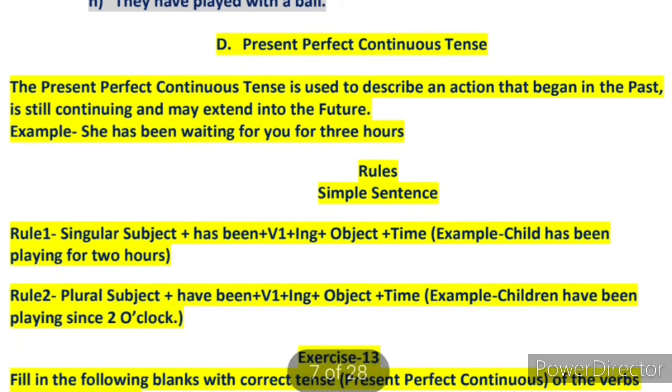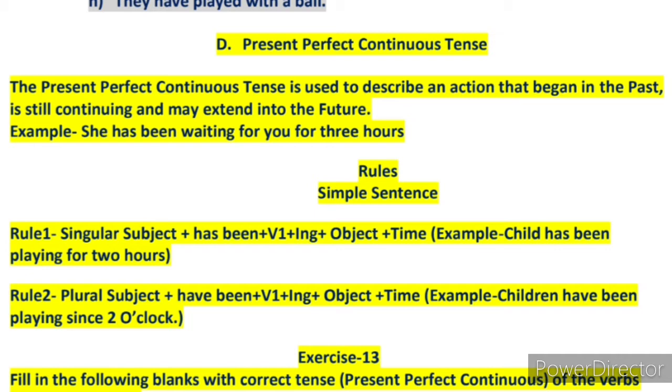Now next is present perfect continuous tense. The present perfect continuous tense is used to describe an action that began in the past and is still continuing and may extend into the future. It means an action was perfectly started at some past time, and that action still continues. For that we use present perfect continuous tense, because it perfectly started and still continues. That is why we say this is present perfect continuous tense.